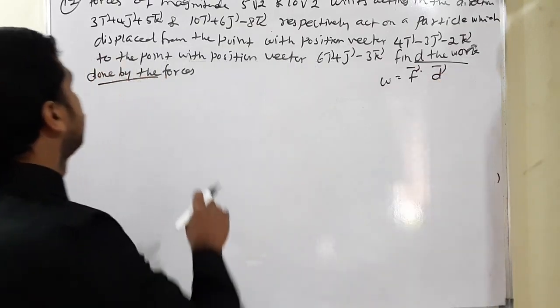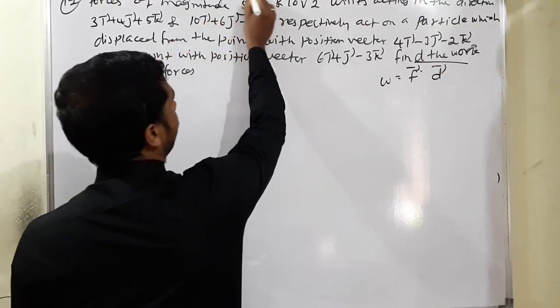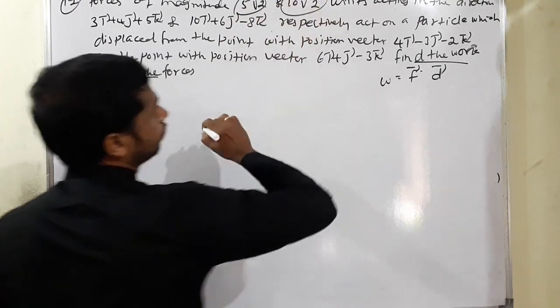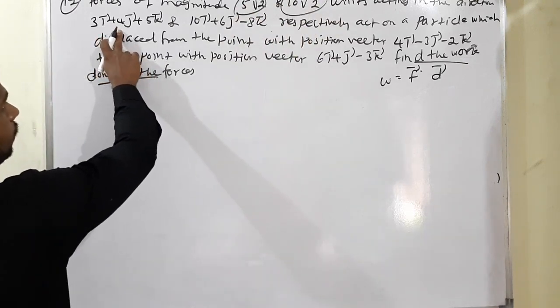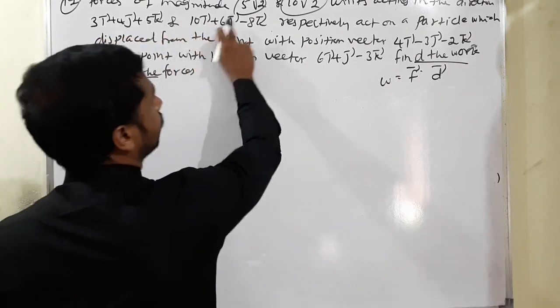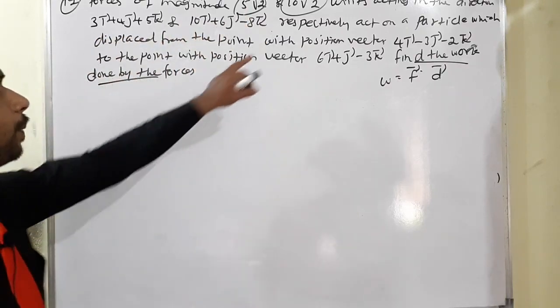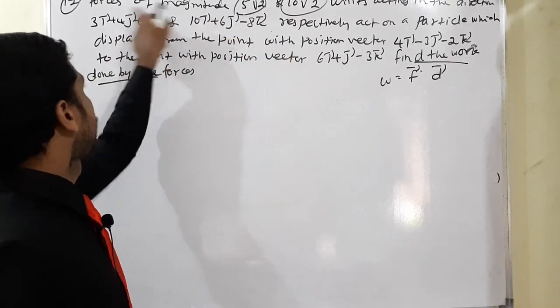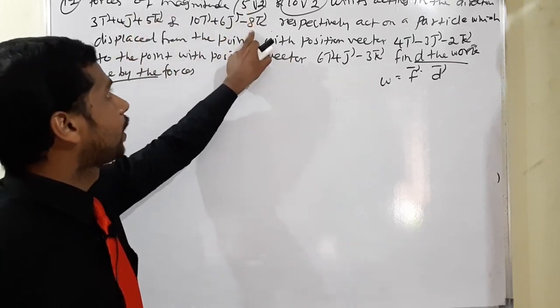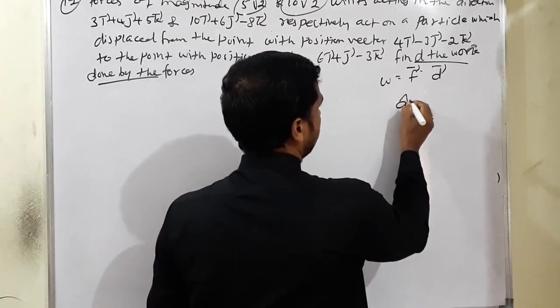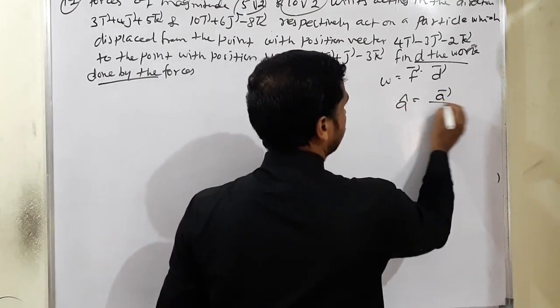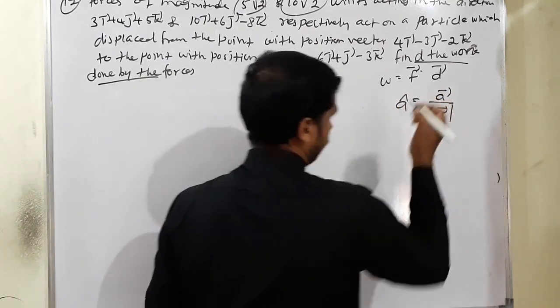But here the forces have a different term. 5 root 2 and 10 root 2 units are acting in the direction of the first term and the second term respectively. So we have to compare them term by term: the first term with 5 root 2, the second term with 10 root 2. Already we know another formula: A cap means A vector divided by modulus of A vector.